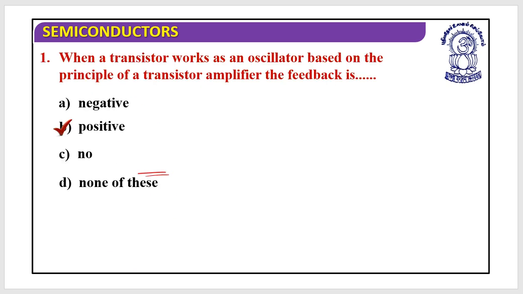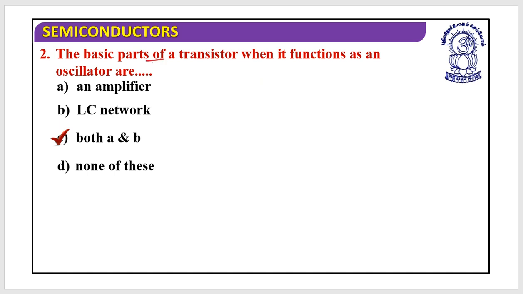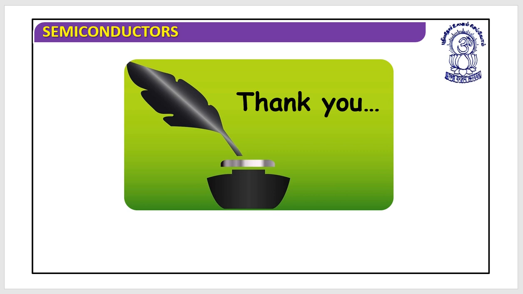Great. So now let's look at the quick questions. The question says, when a transistor works as an oscillator, it is based on the principle of a transistor amplifier. Yes, the feedback is positive, then this is possible. Next, the basic parts of a transistor when it functions as an oscillator are an amplifier and an LC network. Both are required for the transistor to work as an oscillator. I hope this is clear. Great. So let's wind up the session over here.